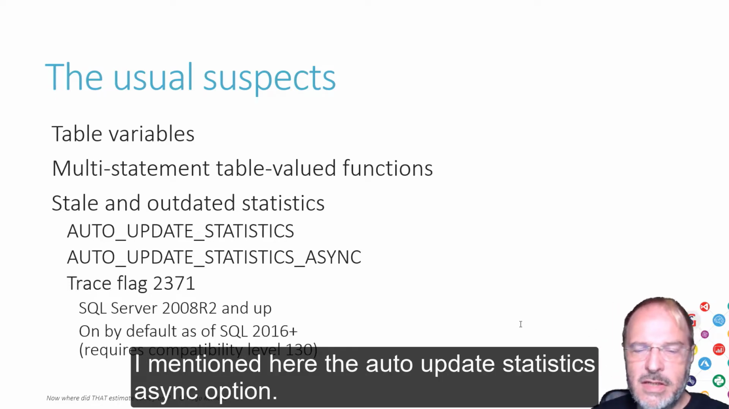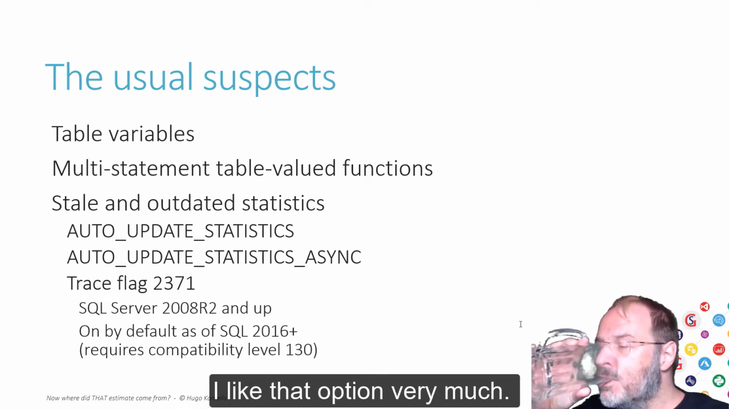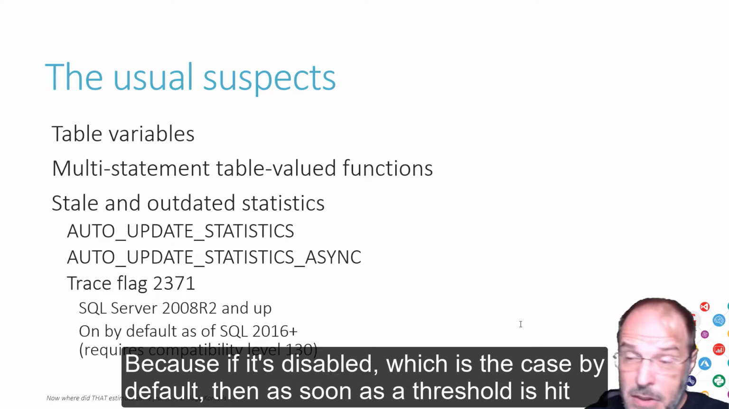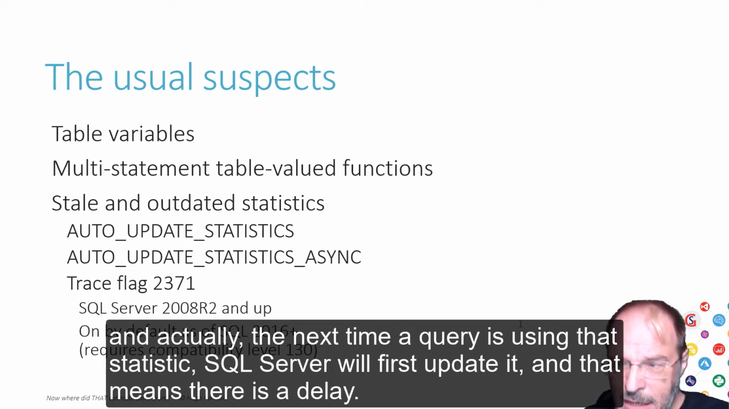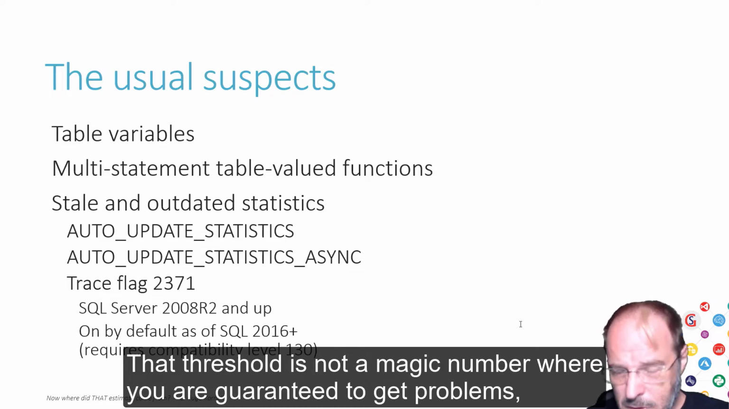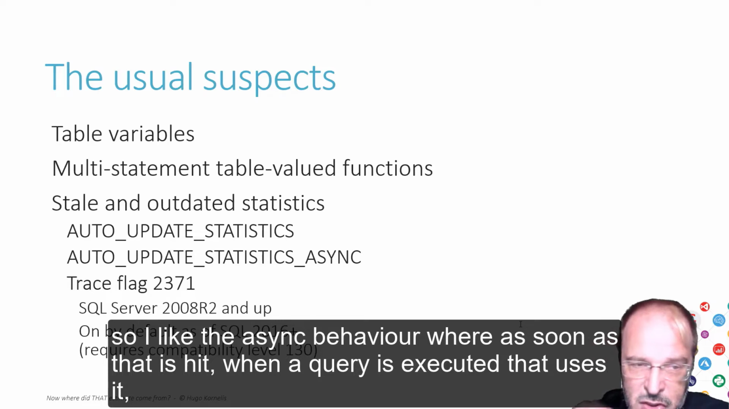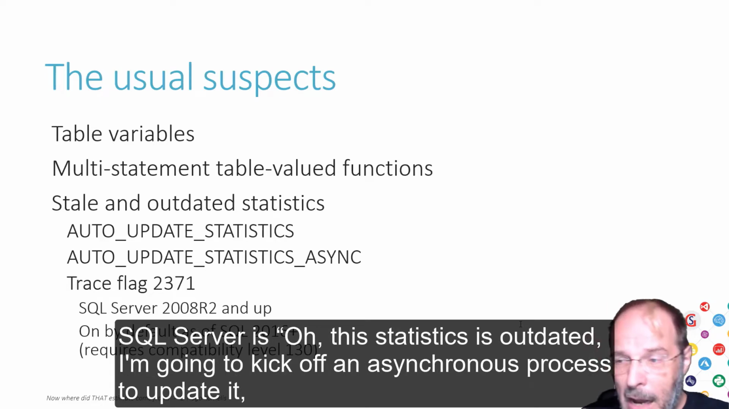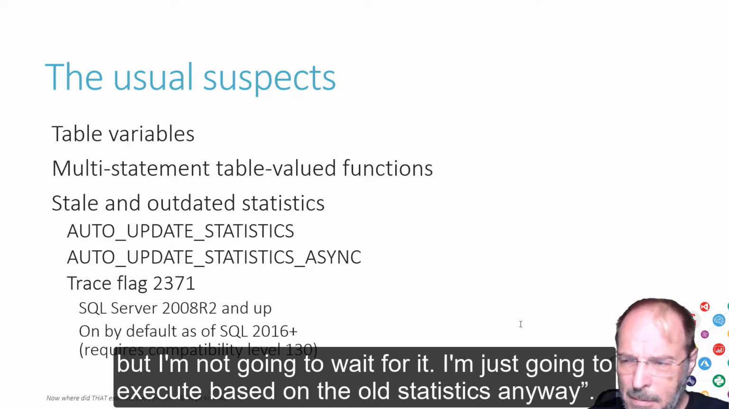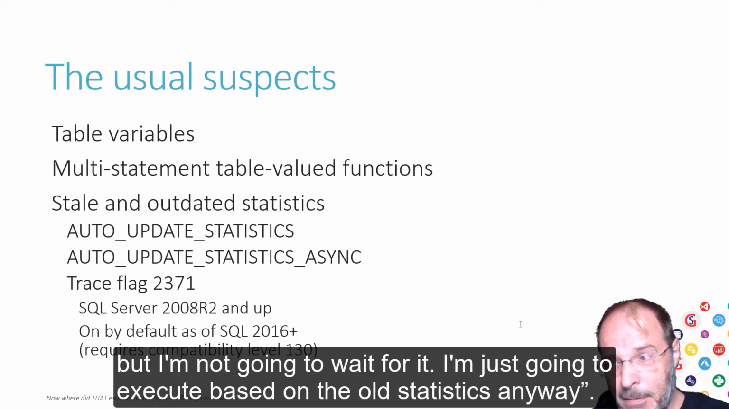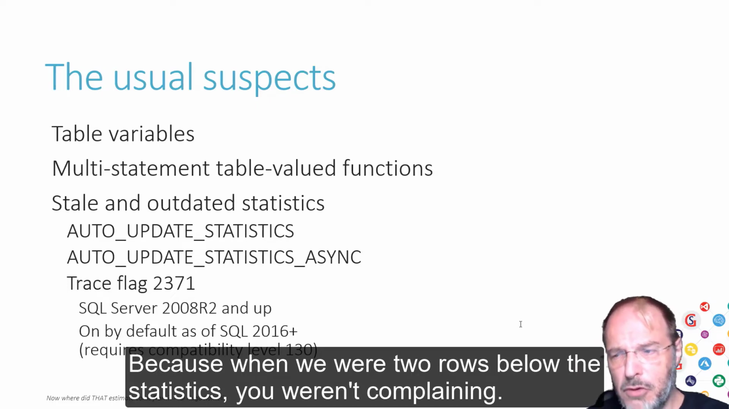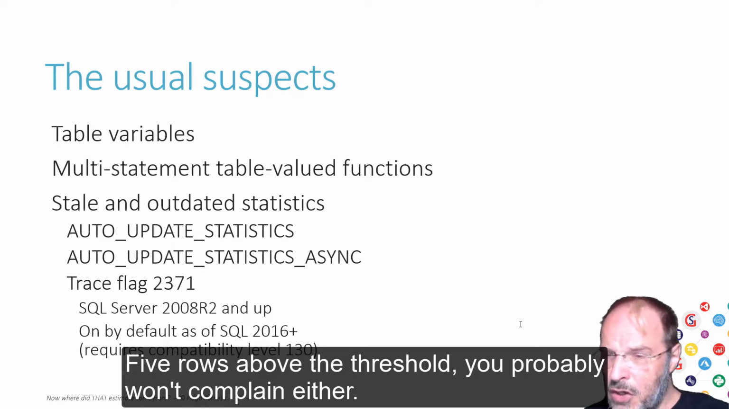I mentioned here the auto update statistics async option. I like that option very much, because if it's disabled, which is the case by default, then as soon as a threshold is hit, the next time a query is using that statistic, SQL Server will first update it, and that means there is a delay. That threshold is not a magic number where you're guaranteed to get problems. So I like the async behavior where as soon as that is hit, when a query is executed that uses it, SQL Server says, oh, this statistics is outdated. I'm going to kick off an asynchronous process to update it, but I'm not going to wait for it. I'm just going to execute based on the old statistics anyway, because when we were 2 rows below the statistics, you weren't complaining. 5 rows above the threshold, you probably won't complain either.